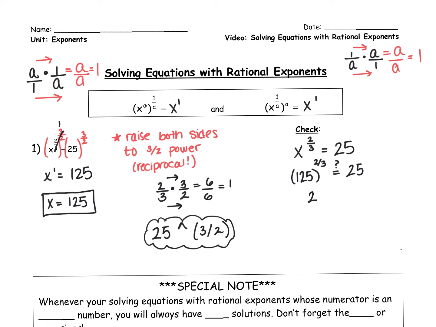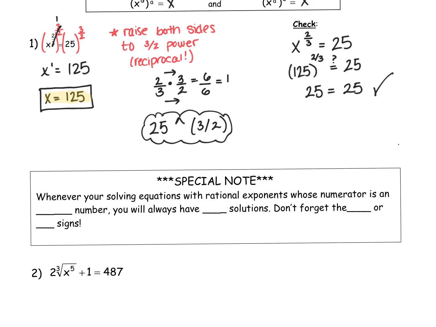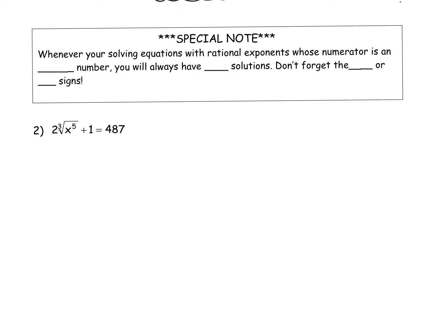All right, you should definitely get 25. So 25 equals 25. We check this out. It works. So we get to keep it; my answer is 125. If it doesn't check, then that would mean that you'd have to reject the answer. All right, let's take a look at example number 2.